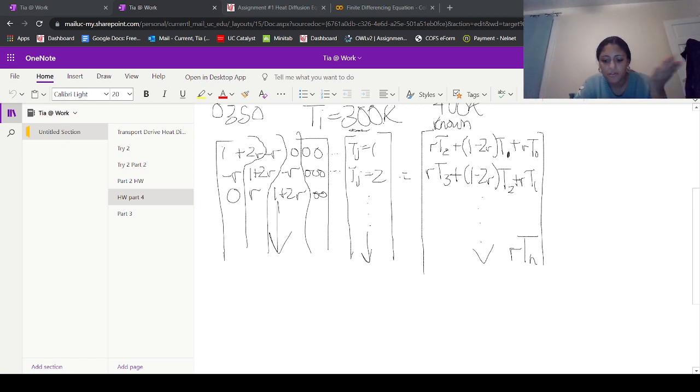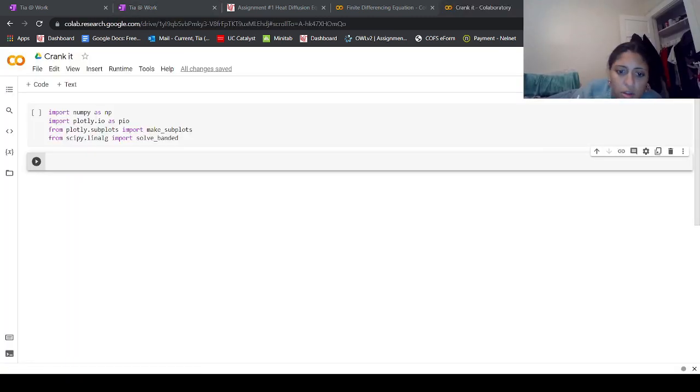And so what we're gonna do is we're going to go into Colaboratory and program now, sadly. Haha. I'm gonna stop recording. Okay, so I have prepared the Colaboratory with the imports that I need, including the thing to solve banded matrices.